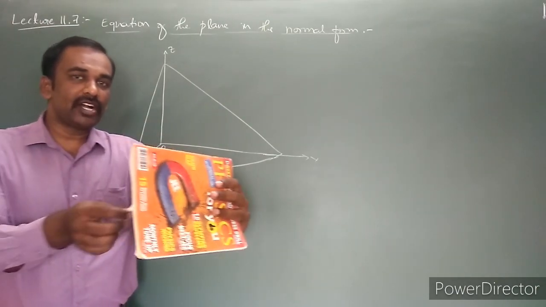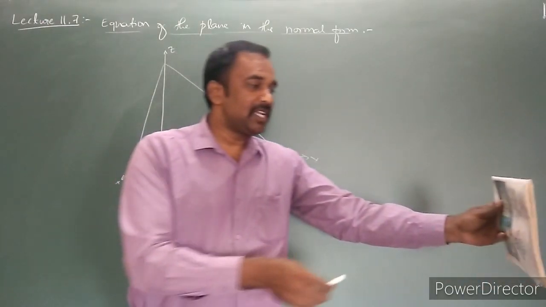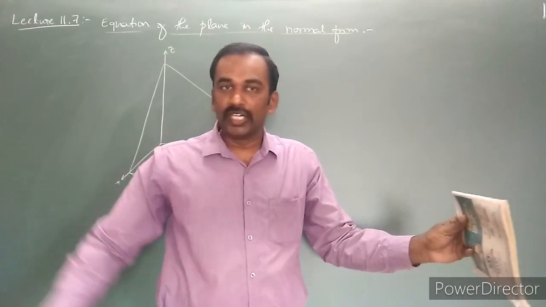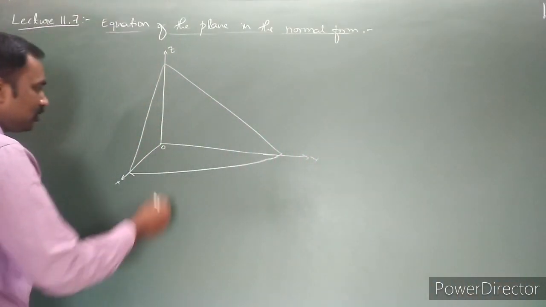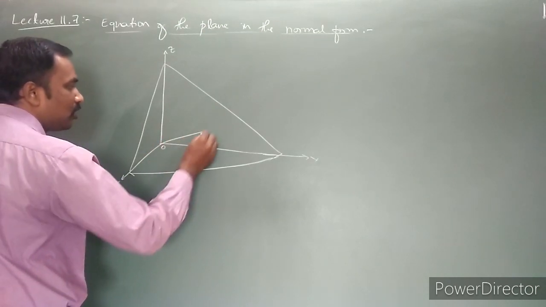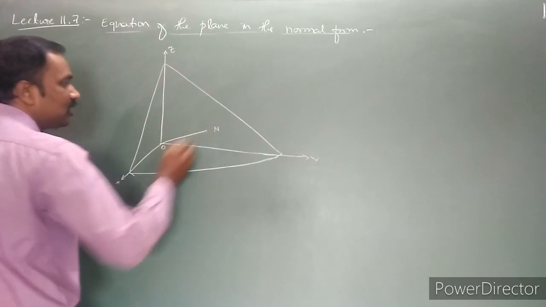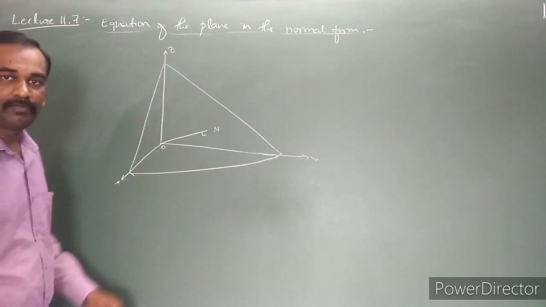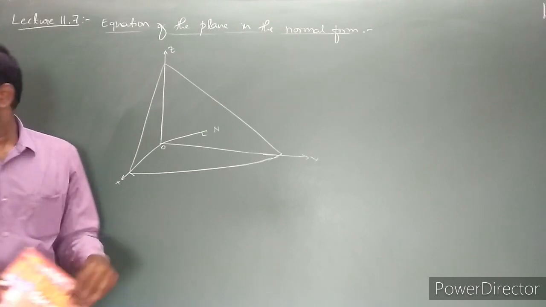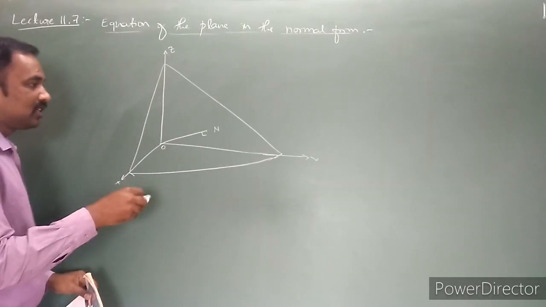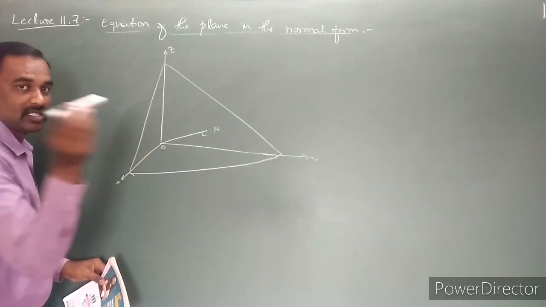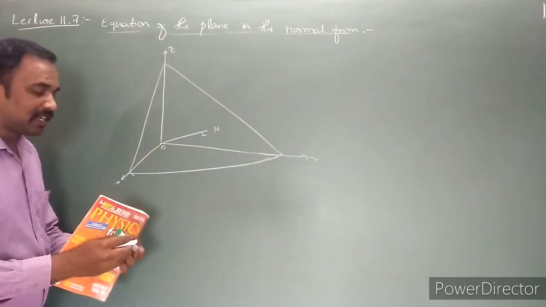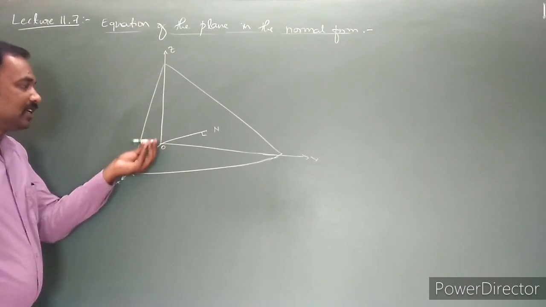Now I am going to draw the normal. So here a plane is there, and I am drawing the normal from the origin to the plane. I call it ON. This ON is perpendicular to the plane. Are you sure? This is the x axis, this is the y axis, and this is the z axis.